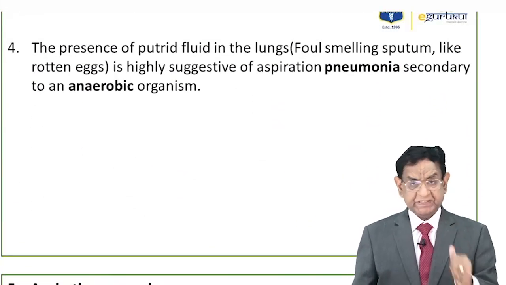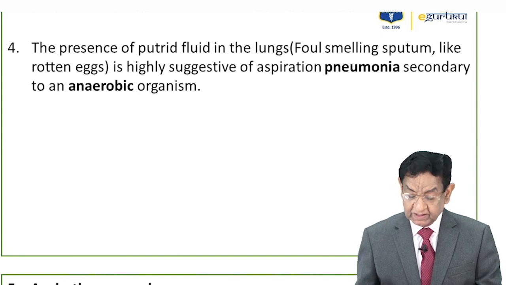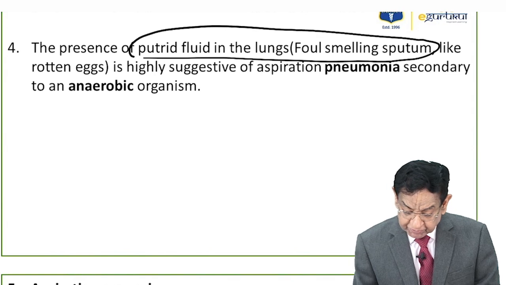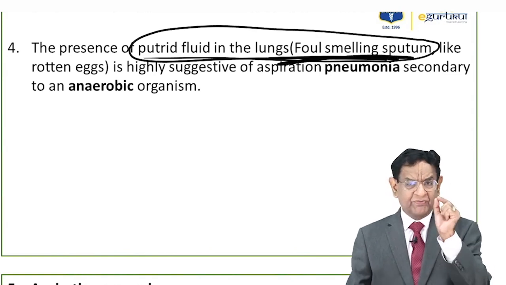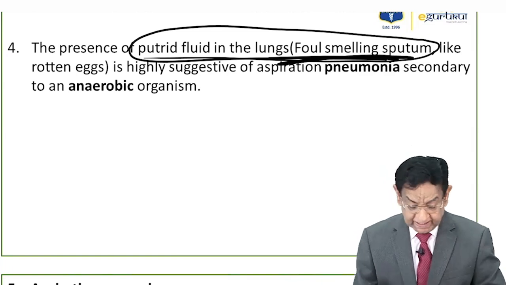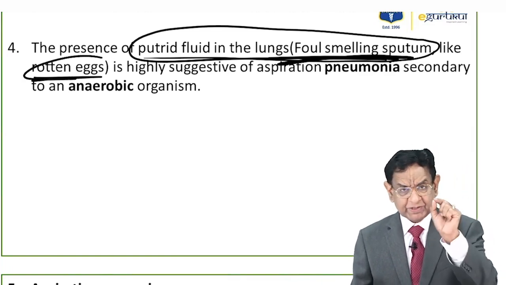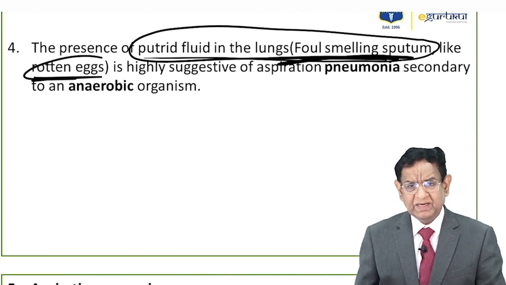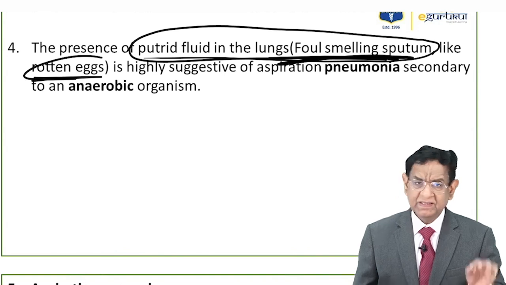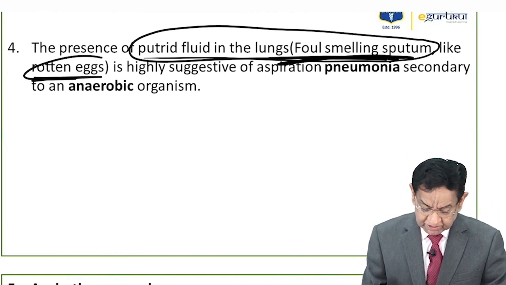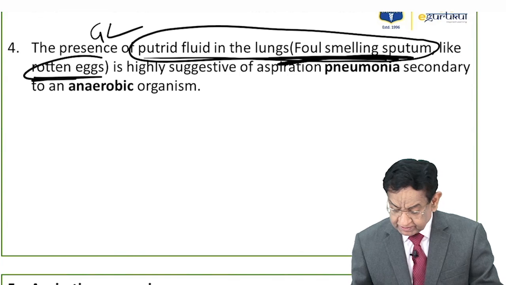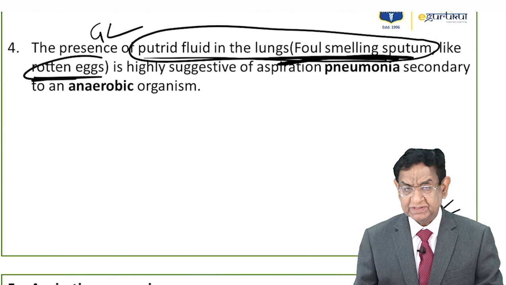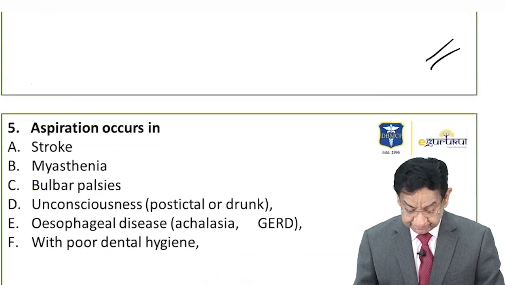Now, how do you really suspect that the patient has putrid fluid in the lungs? Foul smelling sputum. The key word is very foul smelling, just like rotten eggs. If you are getting any question that the sputum has a lot of smell, like rotten eggs, then you are dealing with anaerobic bacteria. The golden line to remember is: very foul smelling sputum may indicate anaerobic bacteria.